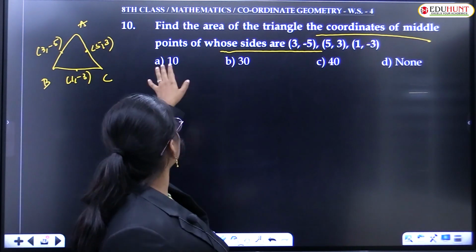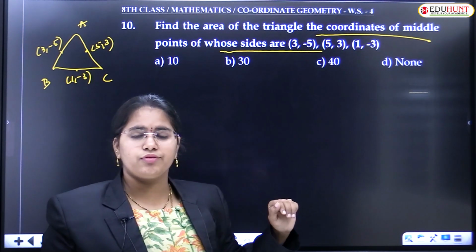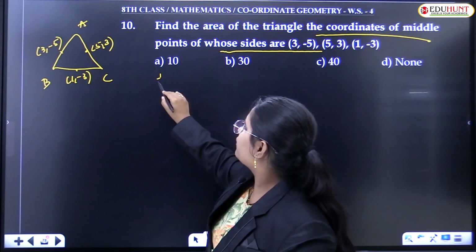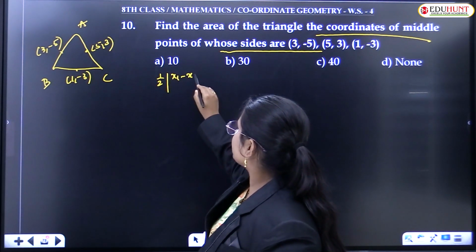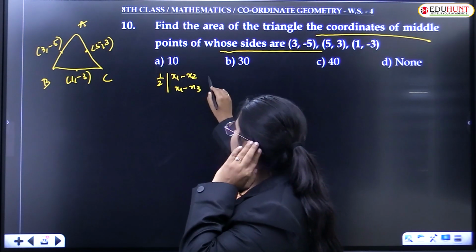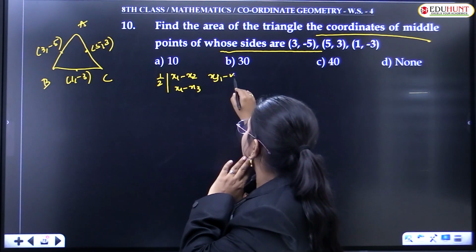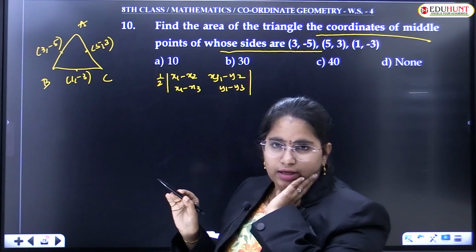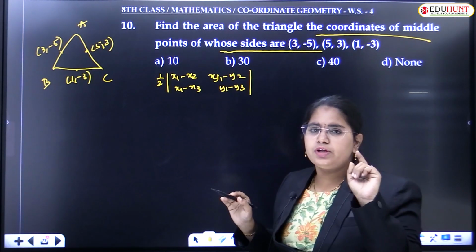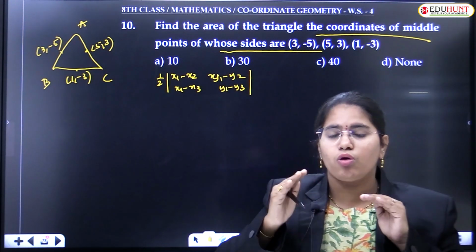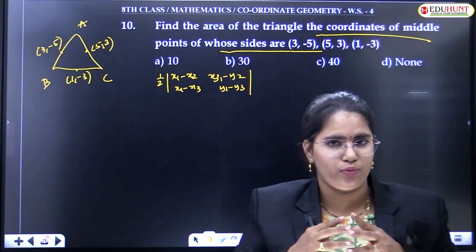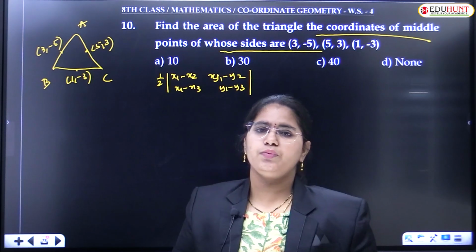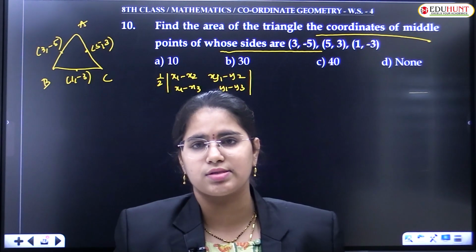So what you need to do? Find the area of triangle, right? So what is the area of triangle? The area of triangle formula is half modulus of x1 minus x2, x1 minus x3, y1 minus y2, y1 minus y3. This is my area of triangle, correct? But x1, y1, x2, y2, x3, y3 are the coordinates of vertices but not midpoints. This point you should be very much clear about. Here we are given the midpoints of a triangle but not the vertices of the triangle.